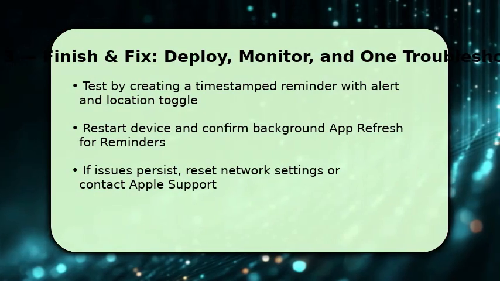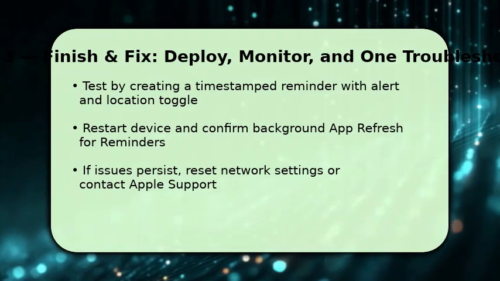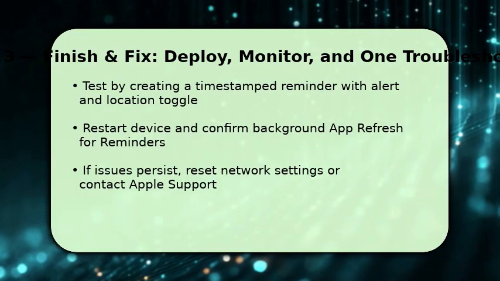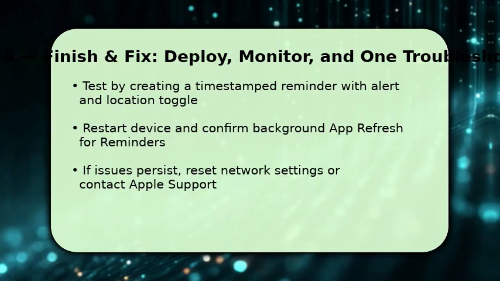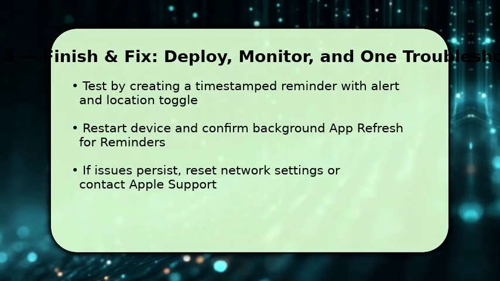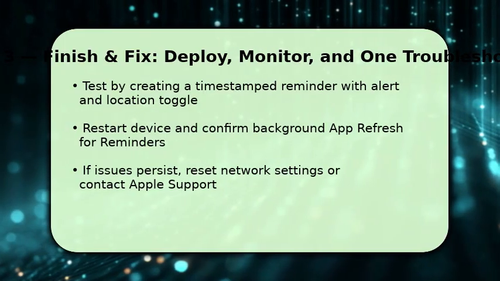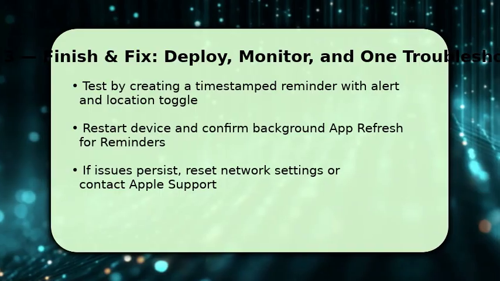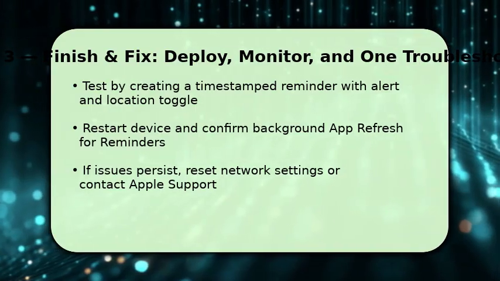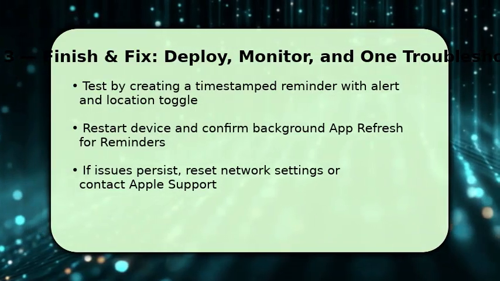To finish, create a test reminder with a specific time and an alert, then lock the phone and wait to verify it fires. This confirms the fix. Once done, restart your iPhone and ensure background app refresh is enabled for reminders, so scheduled alerts trigger. If you still miss alerts, reset network settings or check Do Not Disturb and focus modes.